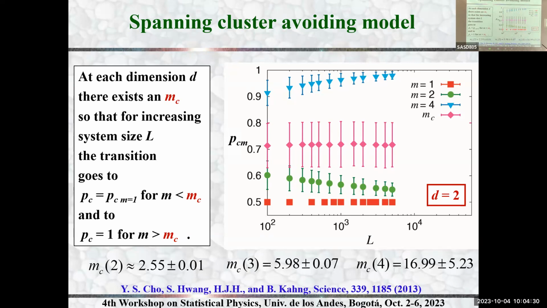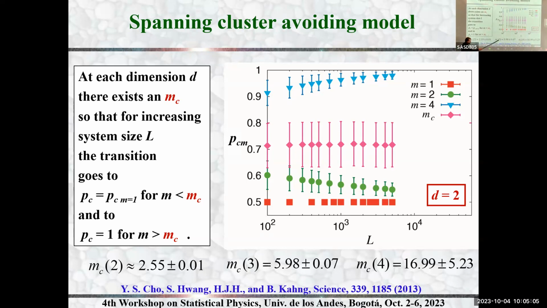But then there exists an M_c somewhere in the middle, which does not change. That's the point. And for every dimension, you have a certain value of M_c. So this is in 2 dimensions. The value is about 2.55. I should say, in order to get non-integer values, one has to mix with a certain probability. One does M equals 2, and with another probability, one does M equals 3. And then you can change this until you get 2.55.